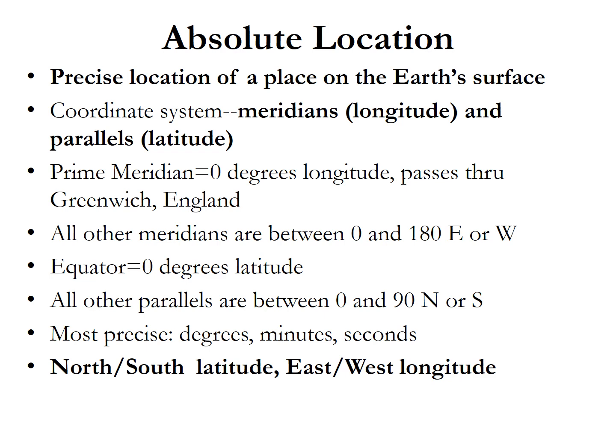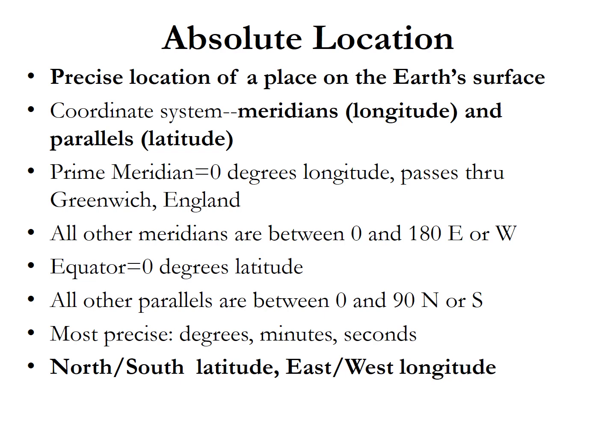All right, and then we move on to our topic of absolute and relative location, starting with absolute location. This is pretty simple and straightforward. This is just talking about the precise location on the planet's surface. We use longitude and latitude to find it, or meridians and parallels. Remember, the prime meridian is 0 degrees longitude. It passes through England. All the other meridians are 180 east or west, and the equator is 0 degrees latitude. Know how to place absolute location with latitude and longitude.